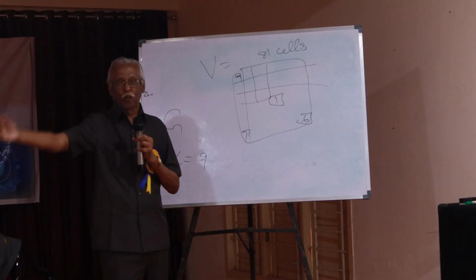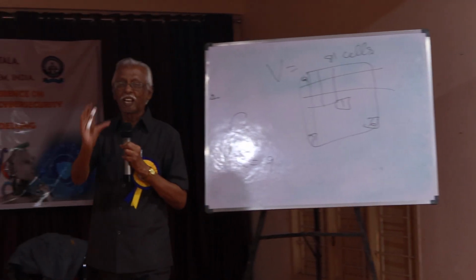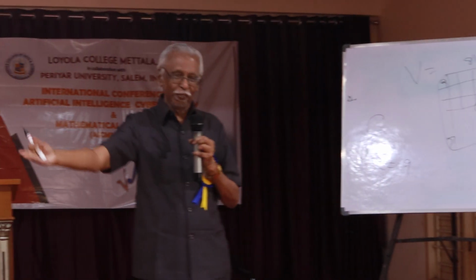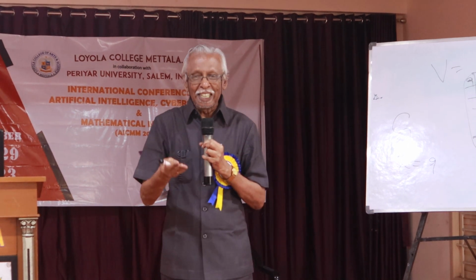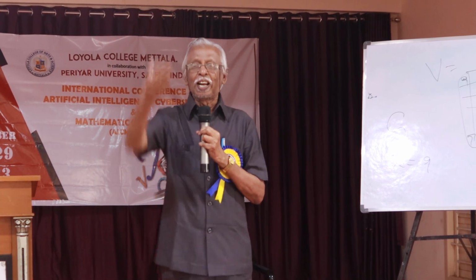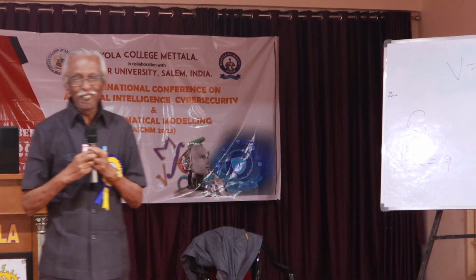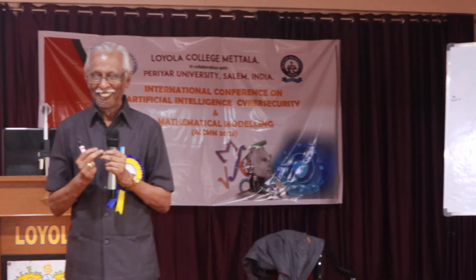And the remaining entries you have to fill. That means some cells are colored, and you have to color the remaining vertices. So a Sudoku puzzle is simply extending a given coloring to a coloring of the whole graph. Okay? This is the way in which I looked at the Sudoku puzzle.